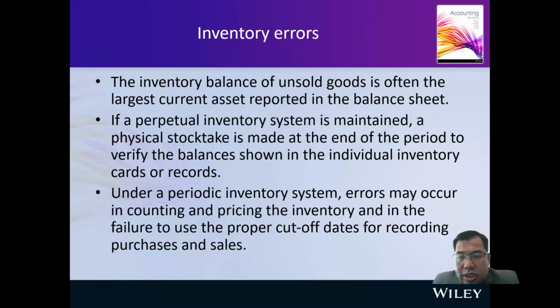Under the periodic inventory system, errors may occur in counting and pricing the inventory and in the failure to use the proper cut-off date for recording purchases and sales. This is a very common problem in business because, for example, even though you close your account on 31st December, sometimes there is also stock remaining in your warehouse that belongs to the customer. So that causes differences, incorrect quantity of inventory recorded when you do your stock take. So be careful on that.